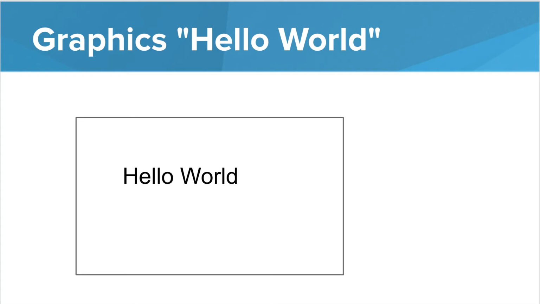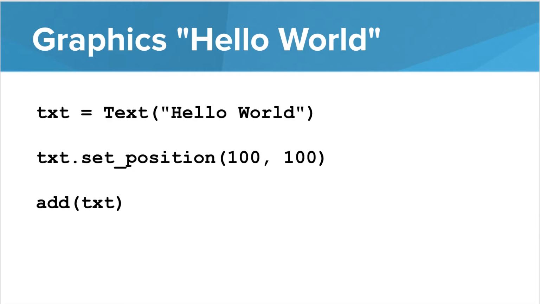Okay, so with that said, let's look at our first example program, Graphics Hello World. The first program we're going to write in our first graphics program is this Hello World program. We want to create some text that says Hello World and throw it onto our canvas in our graphics program. This is the basic format that we'll use to create our text.